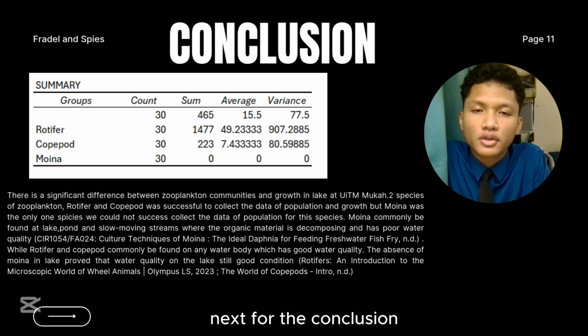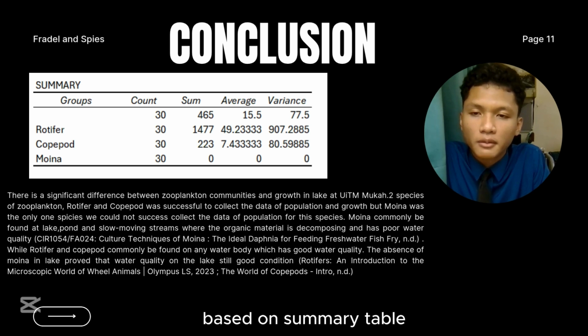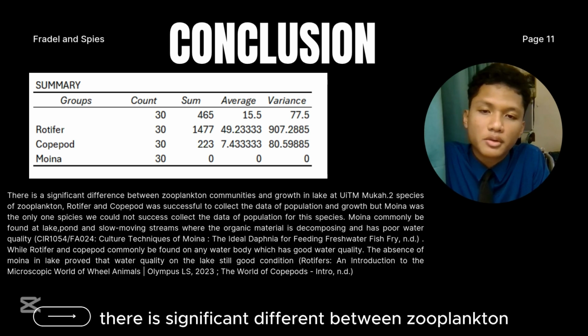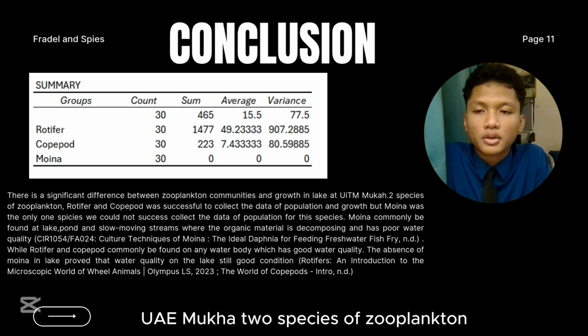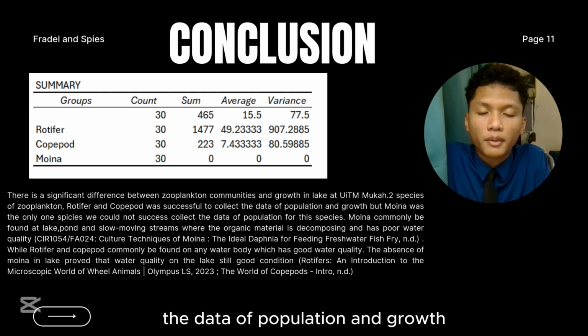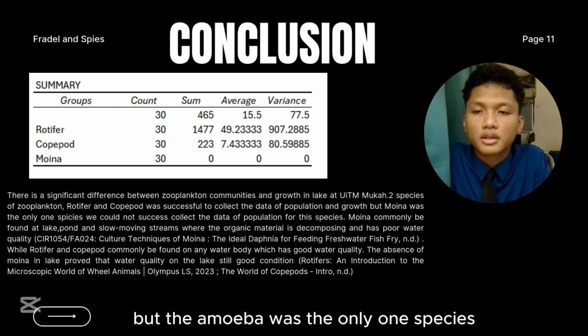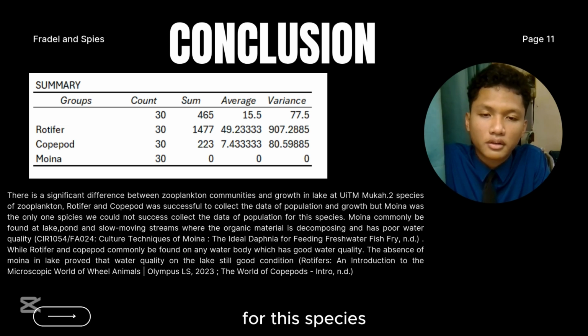Next, for the conclusion for zooplankton community and growth in the lake at UiTM Muka, based on the summary table, there is a significant difference between zooplankton community and growth in the lake at UiTM Muka. 2 species of zooplankton, rotifer and copepod, were successfully collected for population and growth data, but Moina was the only species we could not collect population data for.